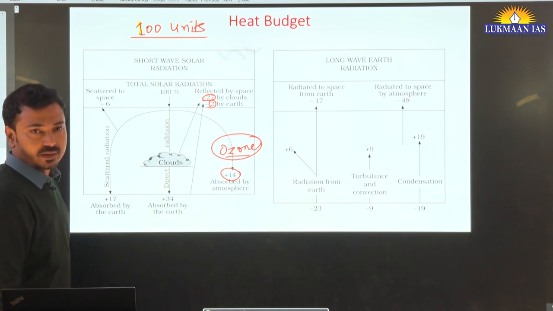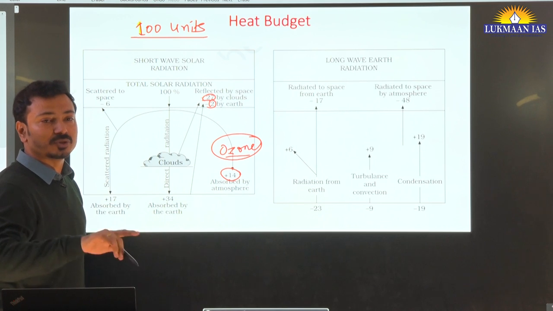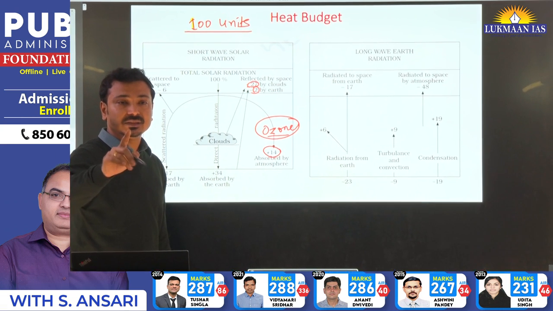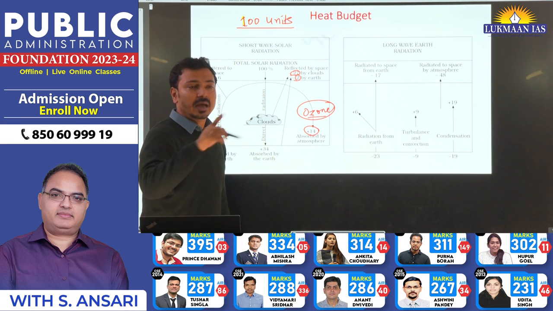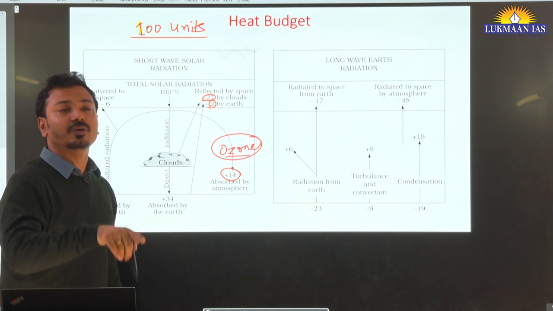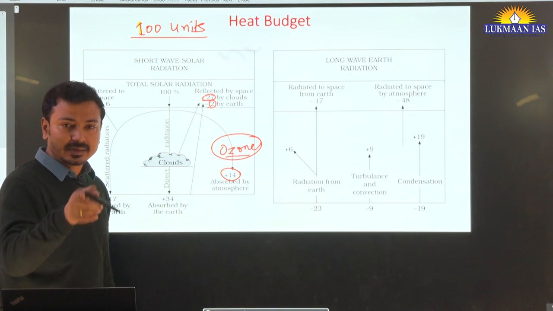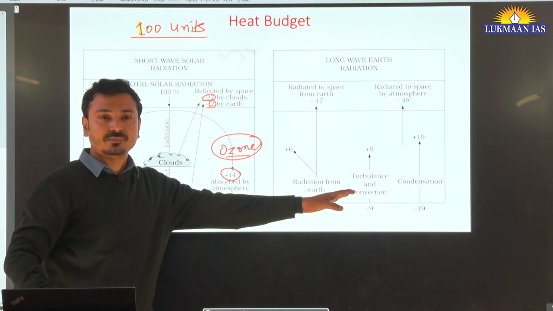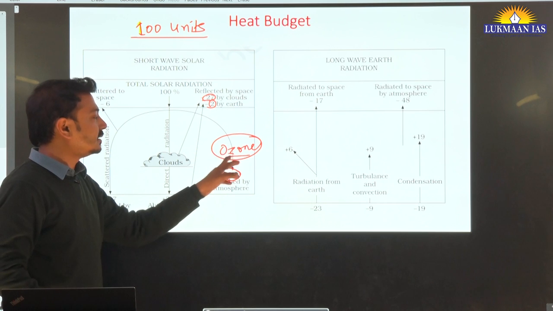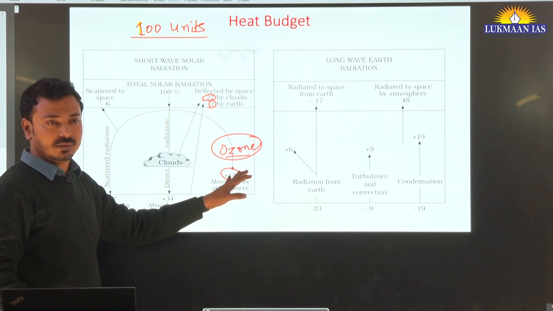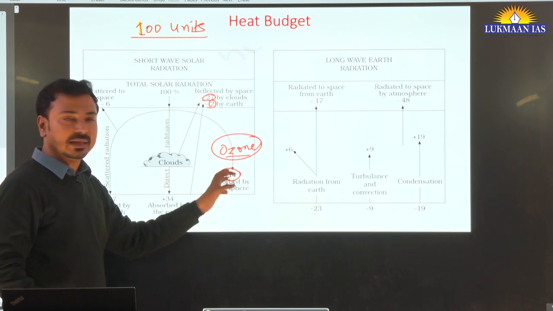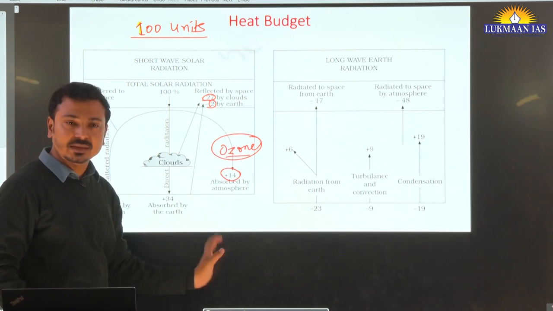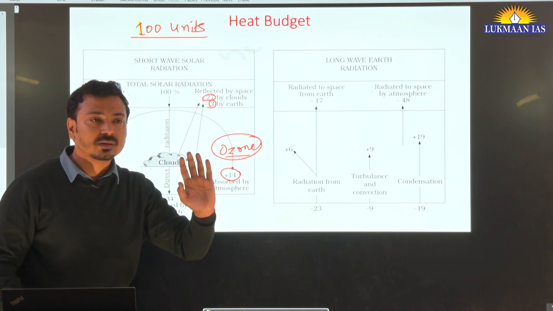Incoming solar radiation. Try to understand the remaining gases in the troposphere. They are largely heated by the terrestrial radiation, the outgoing radiation, especially greenhouse gases. The atmosphere is warm because of greenhouse gases, and that is because of terrestrial radiation. We will learn about it there. So this 14% is largely because of ozone, for incoming radiation. The other one is water vapor, which absorbs both incoming as well as outgoing radiations.